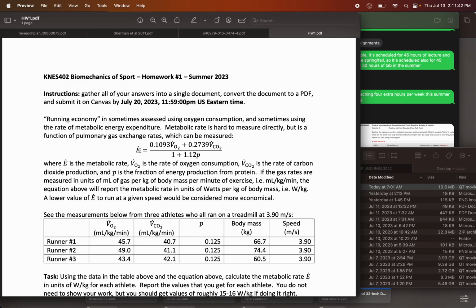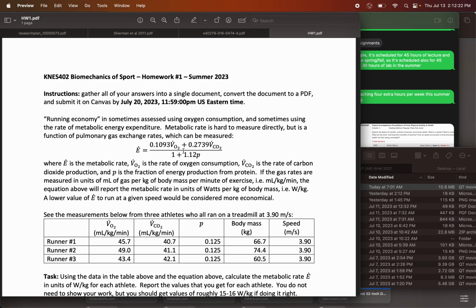Now, thing to keep in mind as you're going through this homework is the way that we've defined running economy here: the rate of energy expenditure or the rate of oxygen consumption needed to run at a particular speed. For better economy in either one of those variables, you're going to want a lower value of that variable. Okay, so I'll say that again. If you're going to pick which of these athletes has the best economy, best by this definition of running economy would be the one that has the lowest value for their estimated metabolic rate, or if you're doing it on the basis of oxygen consumption, the lowest value for their measured rate of oxygen consumption. Okay, so keep that in mind.